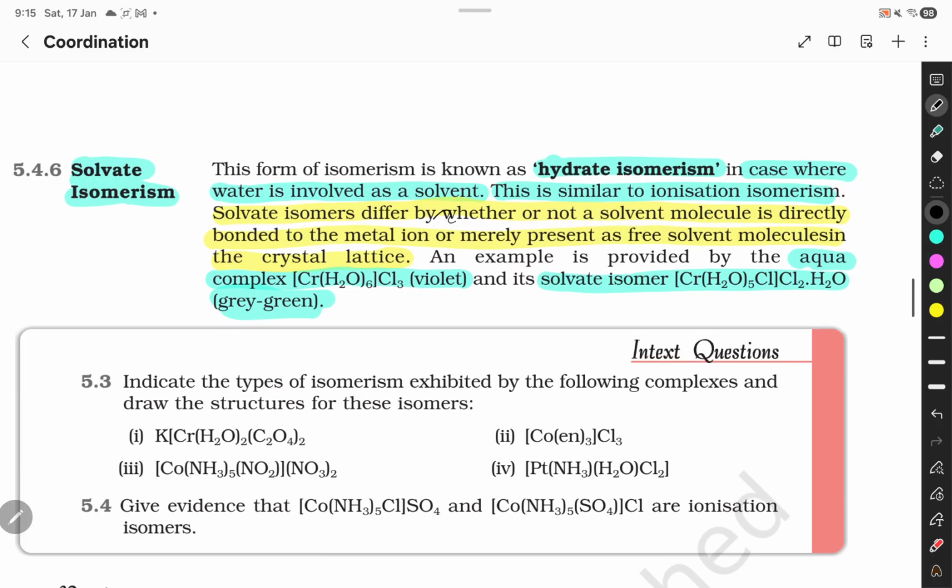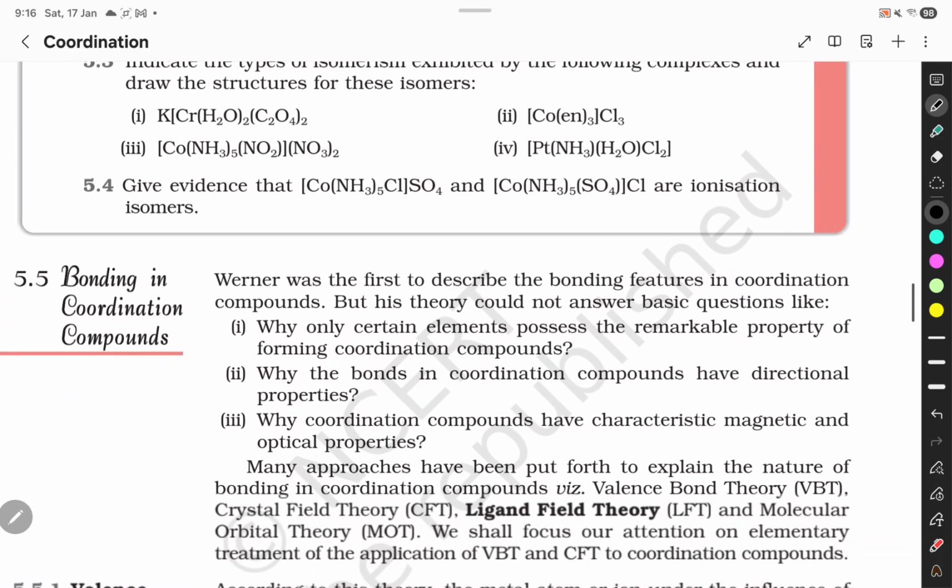Solvate isomers differ by whether or not a solvent molecule is directly bonded to the metal ion or merely present as a free solvent molecule in the crystal lattice. So it has to be present as a free solvent molecule in the crystal lattice, then only it can come out and come inside the coordination sphere. An example is given by [Cr(H2O)6]Cl3, which is violet in color, but as soon as a Cl goes inside and a water escapes out, it turns gray green, which you can remember by blue is reduced when water goes out. So gray green. That's just a stupid way, but it's your wish.